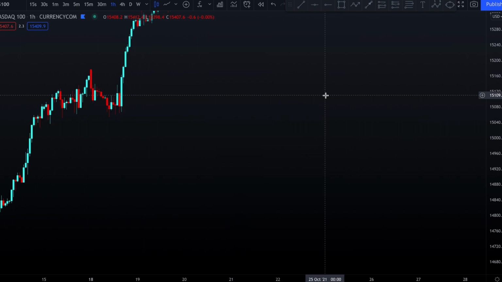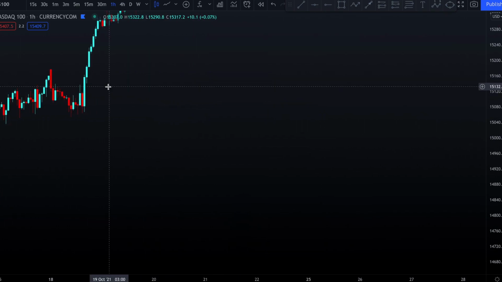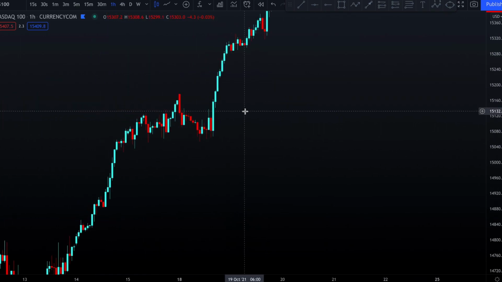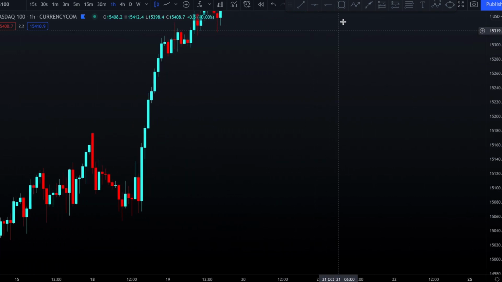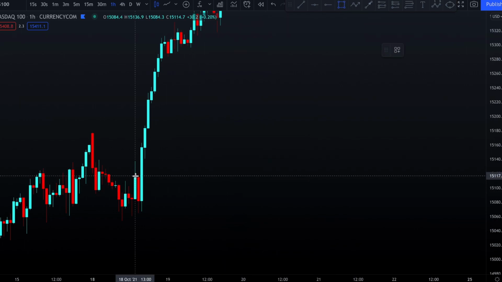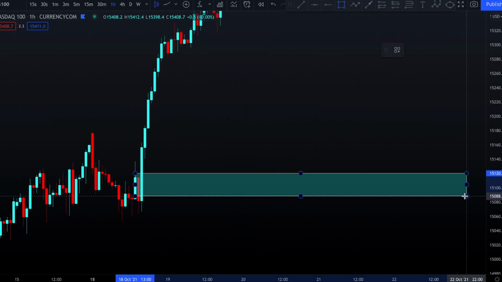Now, remember, we want to be able to find the last bearish candle before a strong push to the upside or the last bullish candle before a strong push to the downside. Okay, and I'm going to talk a little bit about refinement as well. And this is something that a lot of people get wrong. So first things first, in this example, this would be your order block over here on a 1 hour chart.